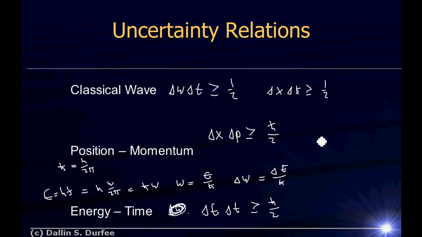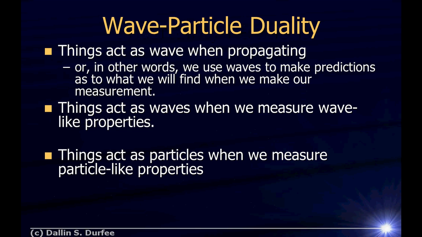So uncertainty is one of the bizarre side effects of believing that everything is represented by a quantum wave. Why would we believe such a thing? Well, because it works. It gives us the right answers, and these uncertainty relationships have been measured. It happens. It's real. Okay, so in quantum mechanics, we have this thing called the wave-particle duality.